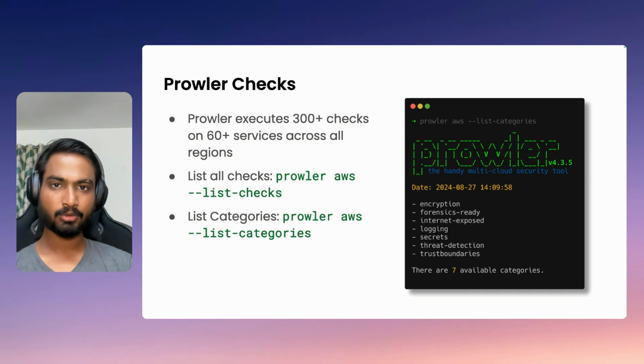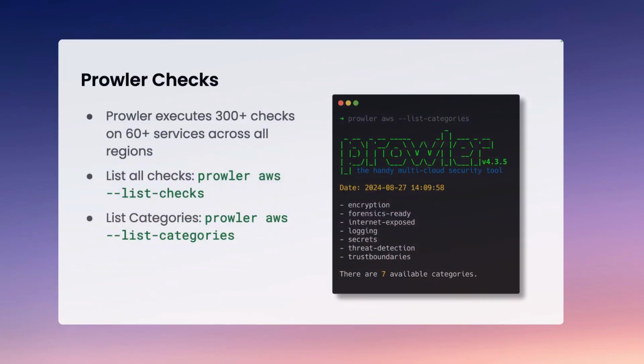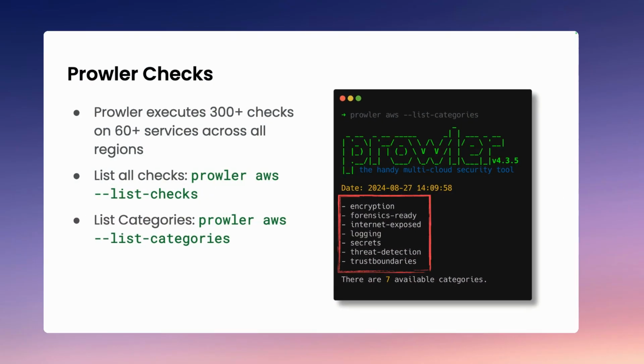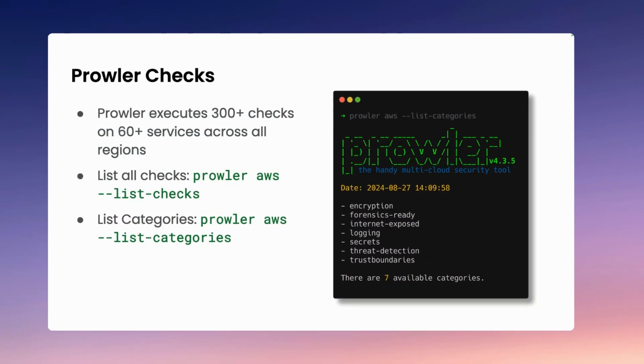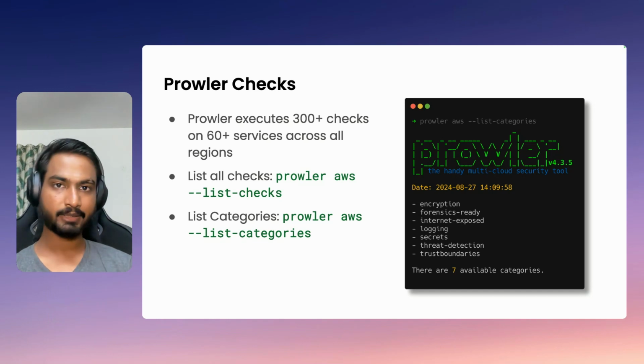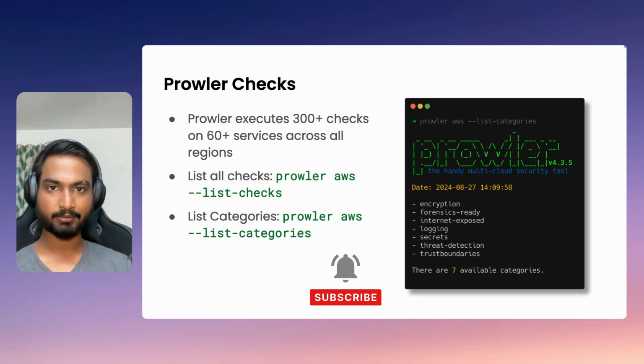You can list down all the categories. It looks something like this. You have encryption, you have forensics, internet exposed, logging, trust boundaries, secrets. By default, all the checks under these categories will be executed except the threat detection part. We'll be talking about threat detection in a future video in this series.